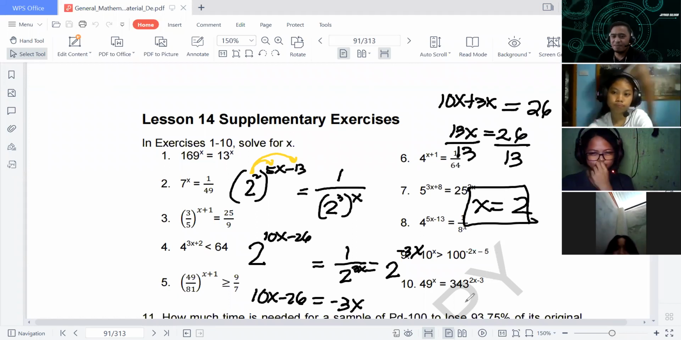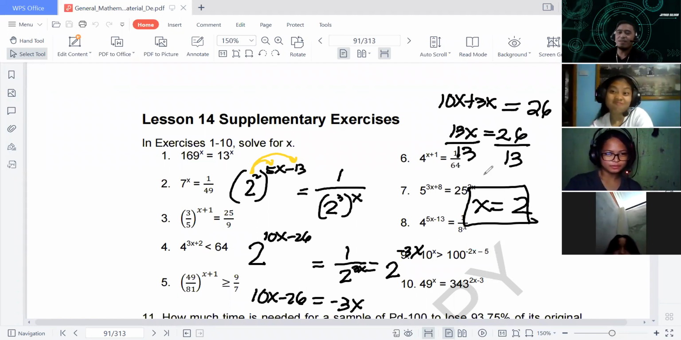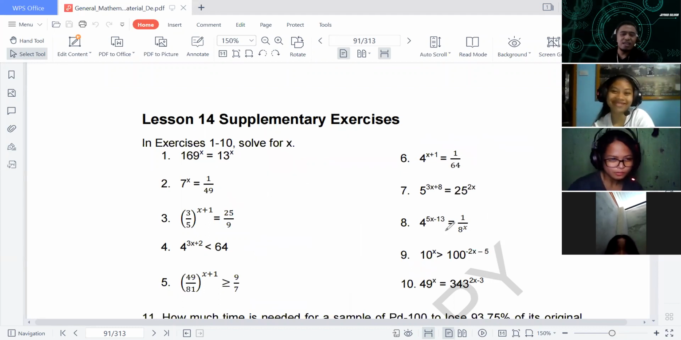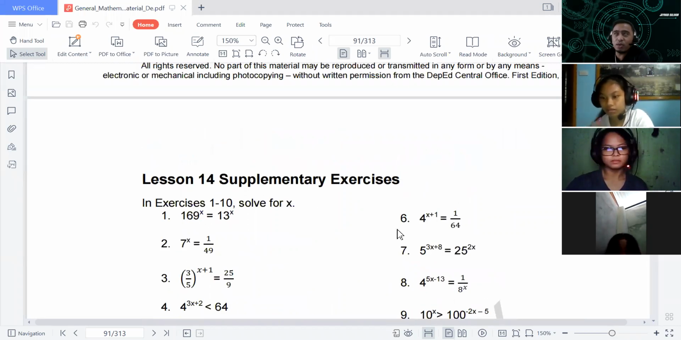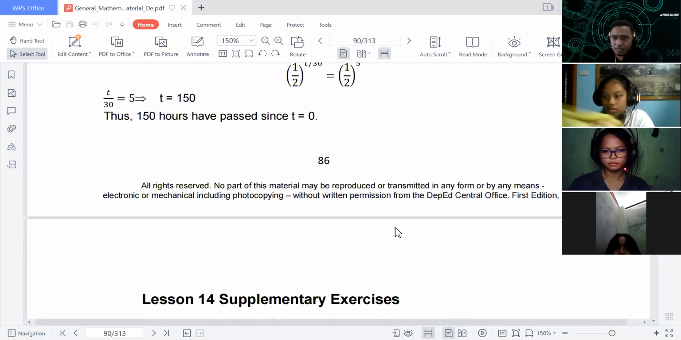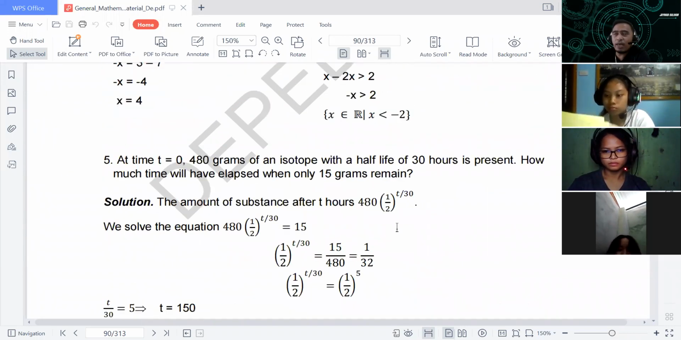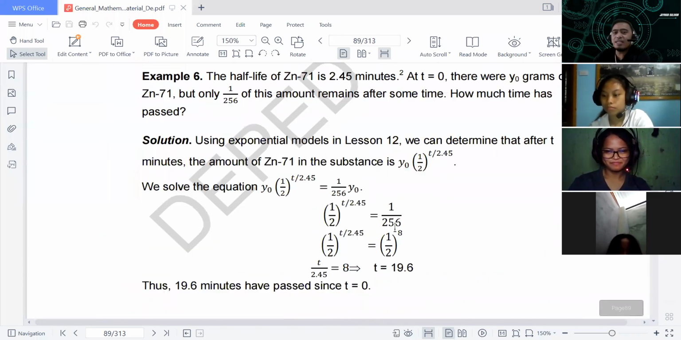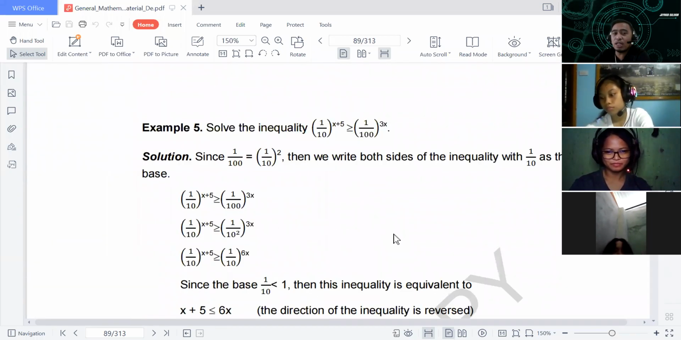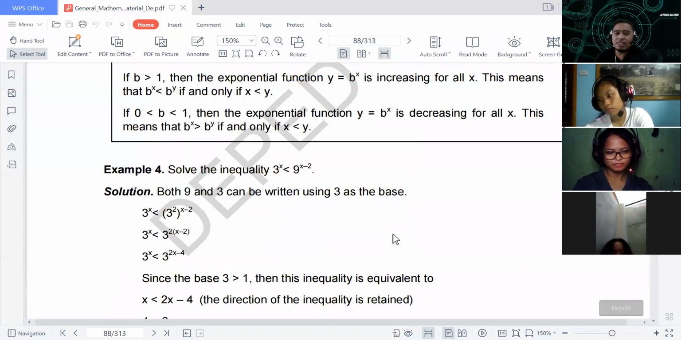Easy? Easy only. So that is exponential equation. I will repeat. What you will do in an exponential equation is make their bases the same so that you can equate their exponents. Okay? Let us now proceed to exponential inequalities.